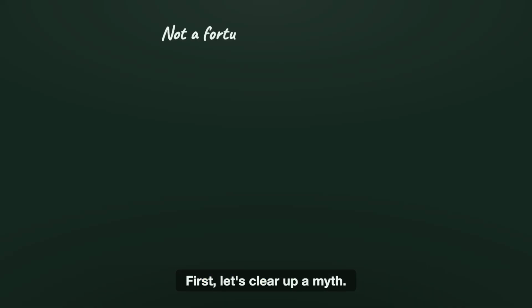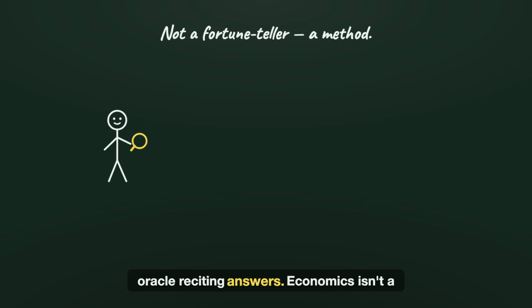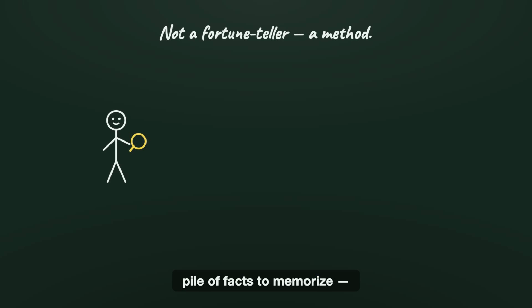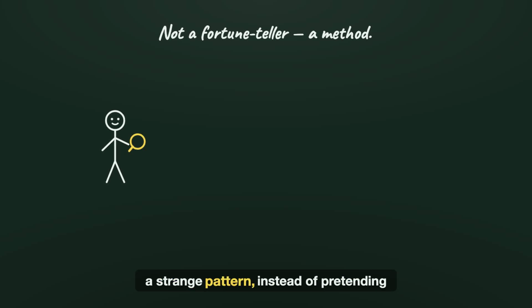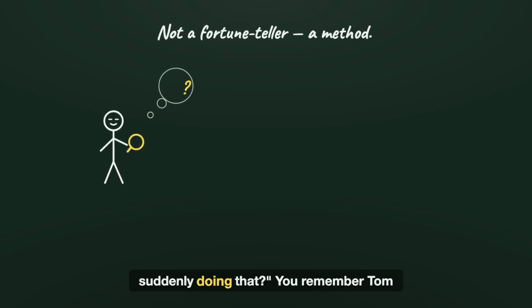First, let's clear up a myth. An economist isn't a fortune teller who predicts the future, and not an oracle reciting answers. Economics isn't a pile of facts to memorize. It's a way of reading the world. So when an economist sees a strange pattern, instead of pretending to know the answer, they get curious. Why are people suddenly doing that?